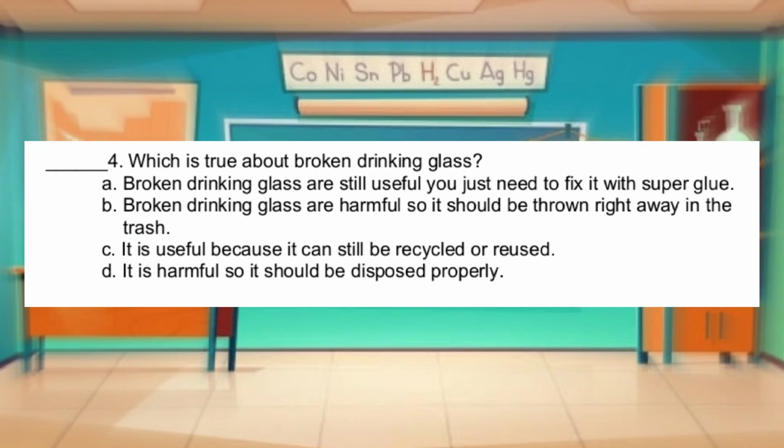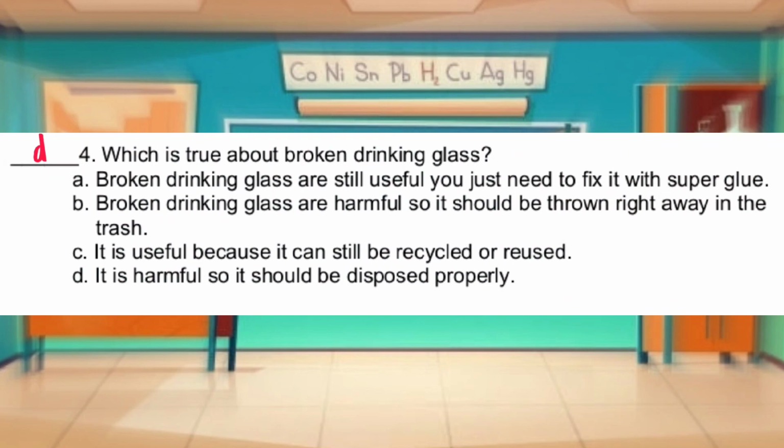Number 4. Which is true about broken drinking glasses? Letter A. Broken drinking glasses are still useful. You just need to fix them with super glue. Letter B. Broken drinking glasses are harmful, so they should be thrown away in the trash. Letter C. It is useful because it can still be recycled or reused. And D. It is harmful, so it should be disposed of properly. If you answered letter D, you're correct.